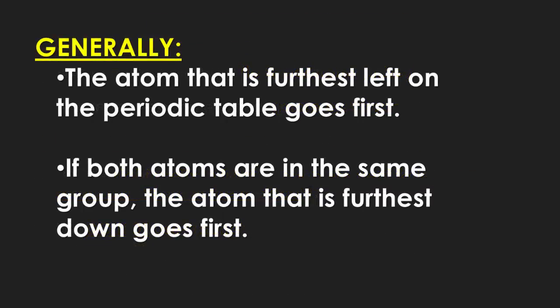Generally, the atom that is furthest left on the periodic table will end up going first. If both atoms are in the same group, the atom that is further down is going to be the one that goes first, because this goes back to our trends. As you go to the left of the periodic table, electronegativity decreases, and as you descend or go down a group, you're also losing electronegativity. Honestly, when in doubt, check table S.